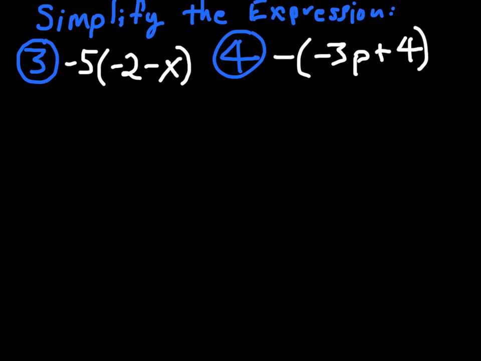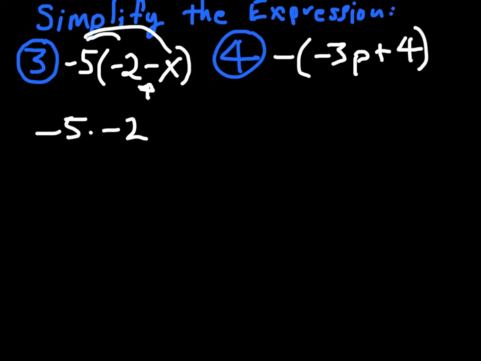We have negative 5 times the quantity negative 2 minus x. So we're going to distribute this negative 5 here. So we'll have negative 5 times negative 2. And then notice here, instead of having addition, we have subtraction. So it's negative 2 minus x.